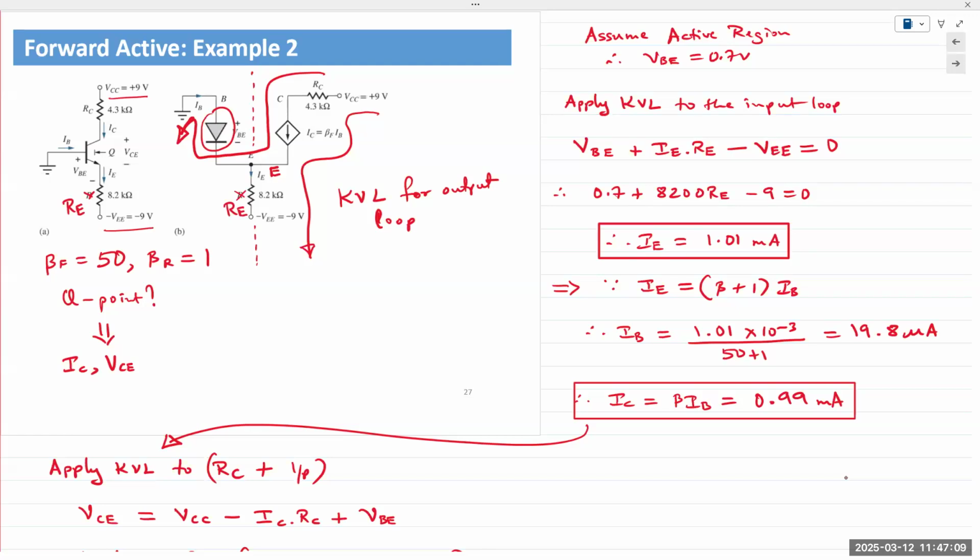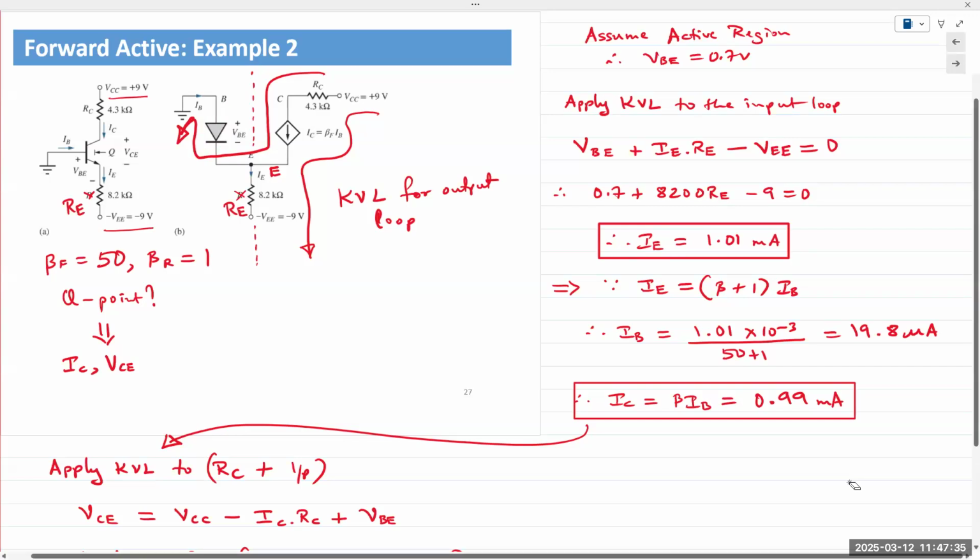Forward active mode requires that, first of all, if it's cut off, then the base emitter junction is reverse bias. If the base emitter junction is reverse bias, meaning VBE is less than 0.7, nothing's going to happen. It's not going to work. It needs to be forward bias. Forward bias behaves exactly like a PN junction diode. Hence, we have that diode in there for the base emitter junction.